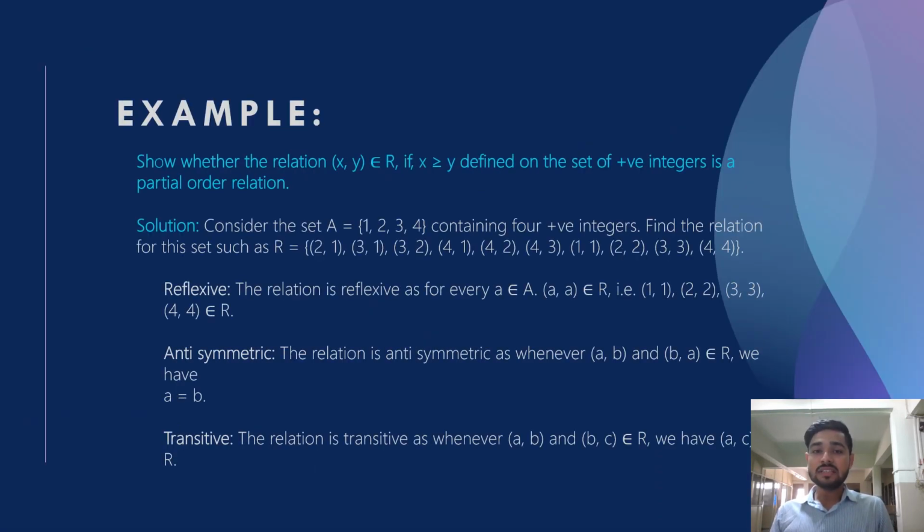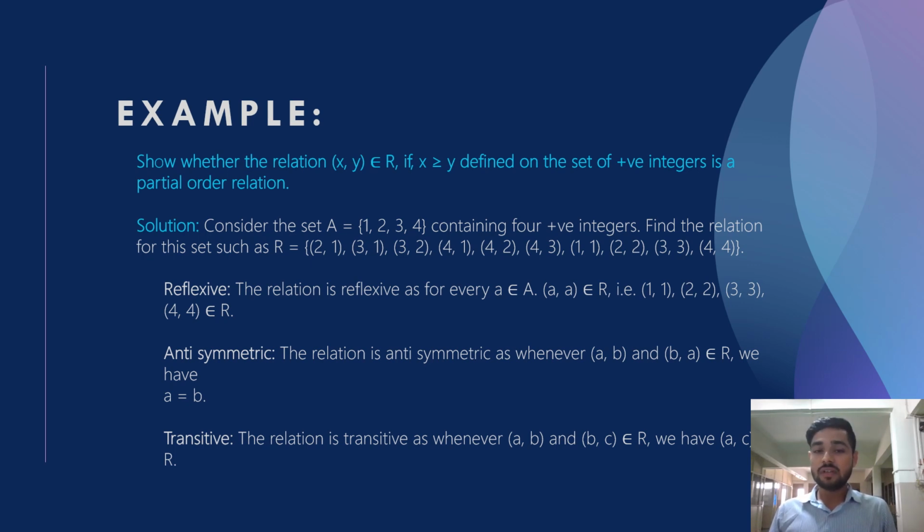As an example, consider a set A having the elements 1, 2, 3 and 4, containing the 4 positive integers, and finding the relation for this set such as R equals (2,1), (3,1), (3,2), (4,1), (4,2), (4,3), (1,1), (2,2), (3,3) and (4,4).